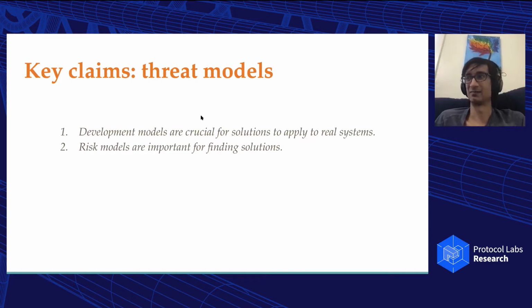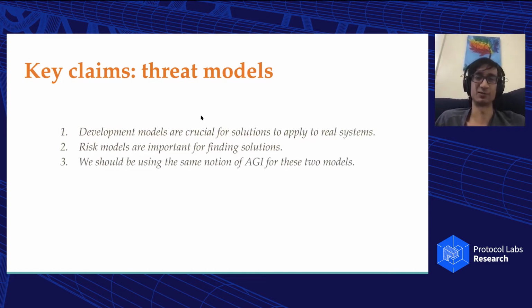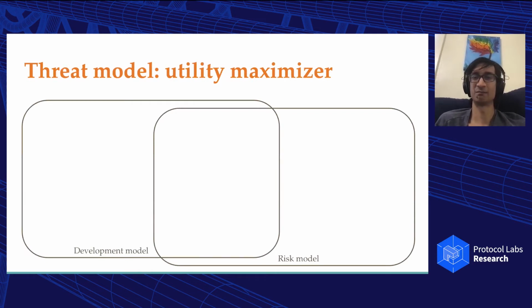And then the third claim, which I already argued for a bit, is that we should be using the same notion of AGI for these two models. So what threat models might we have? A common one is a sort of utility maximizer threat model. I'm going to present a simplified view of it. It's almost certainly not going to capture the diversity of viewpoints that exist in AI safety. So don't take this as a representation of people who work with utility functions.